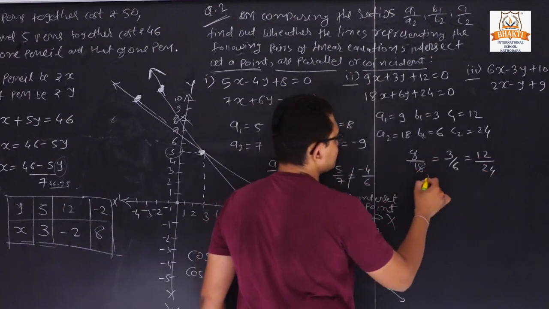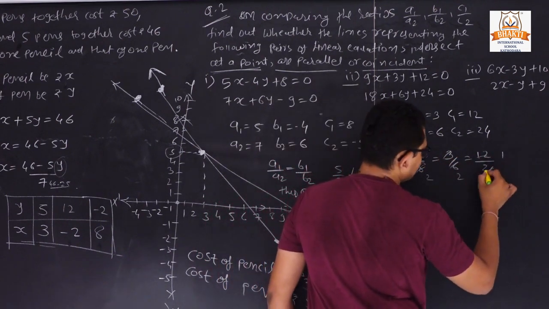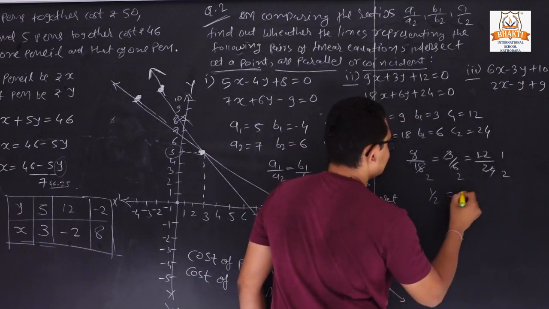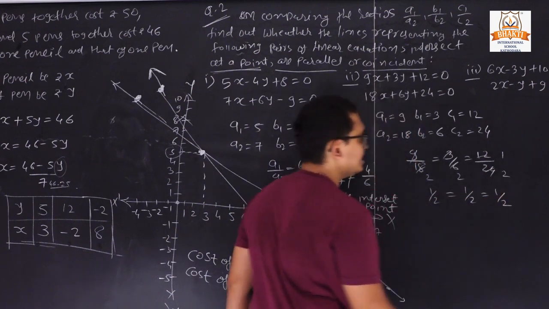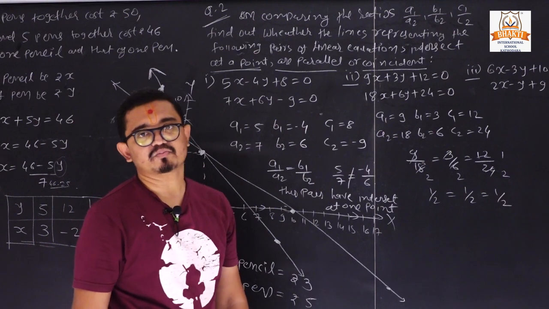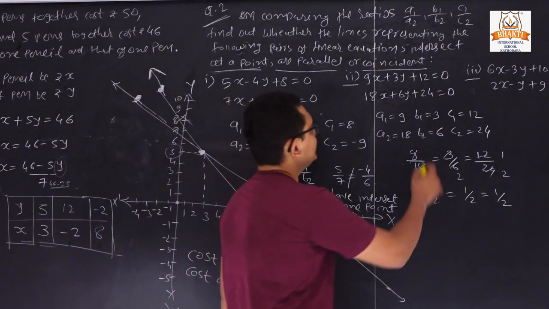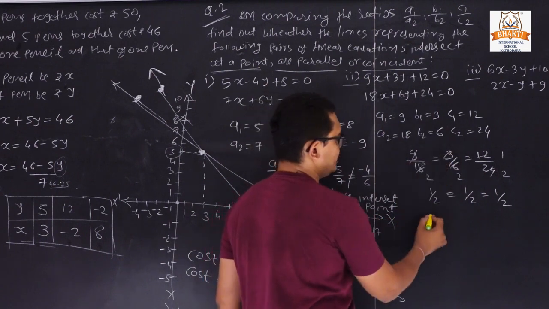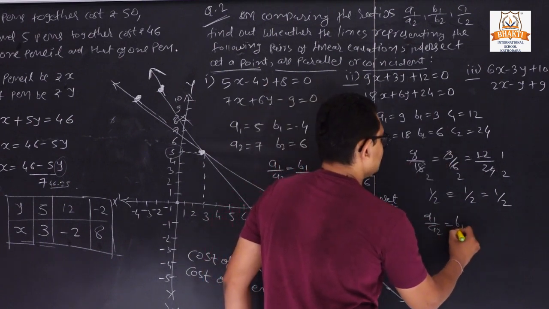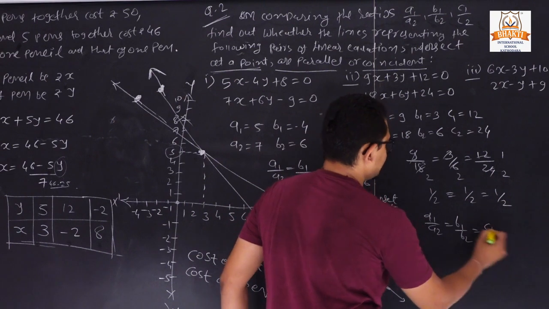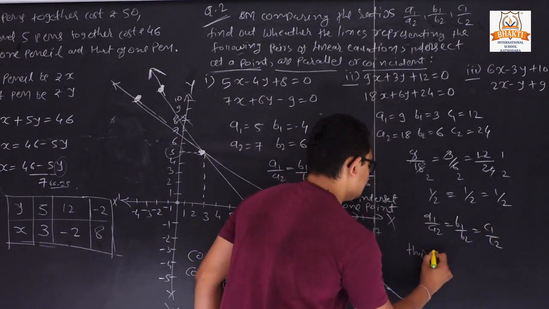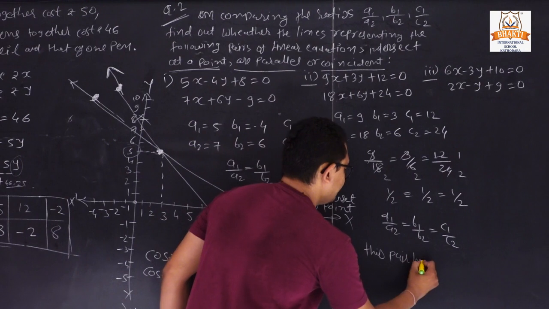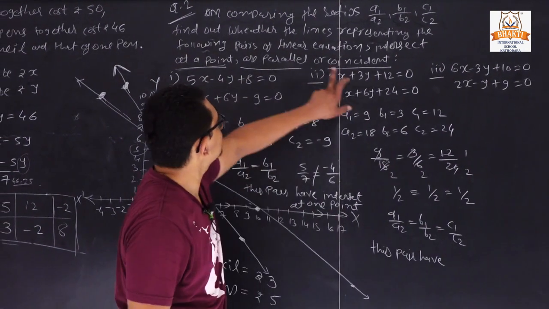So here 9 2s are, 3 2s are, 1, 12 1s are, 12 2s are. So the answer is 1/2 is equal to 1/2 is equal to 1/2. Clear? So it means these three are equal. A1 upon A2 is equal to B1 upon B2 is equal to C1 upon C2. It means this pair have a coincidence. Clear?